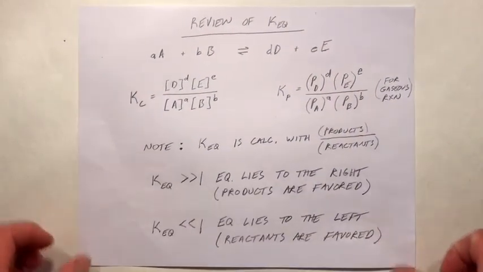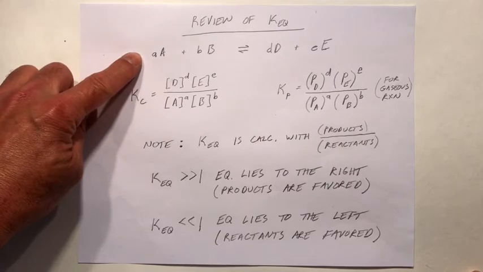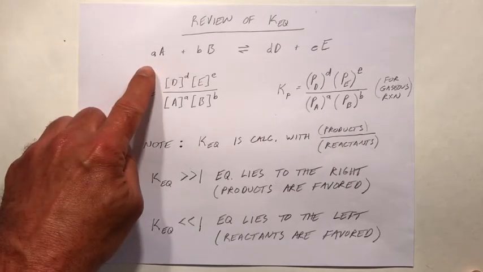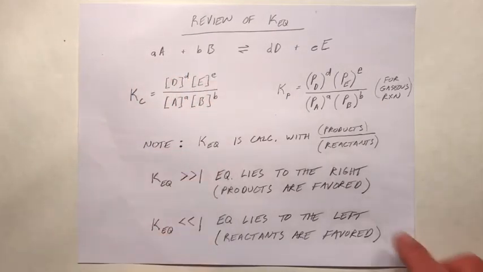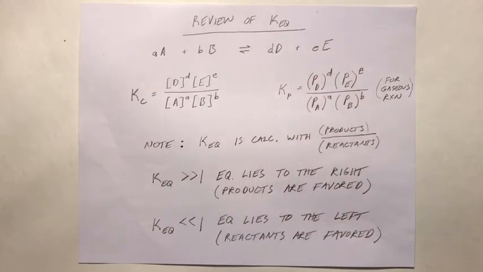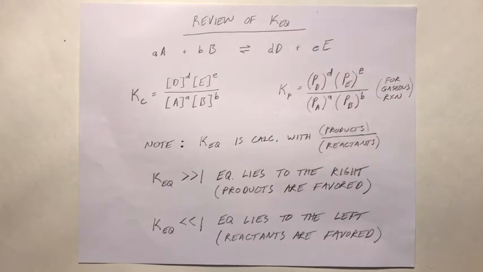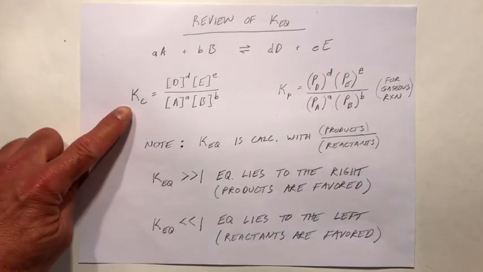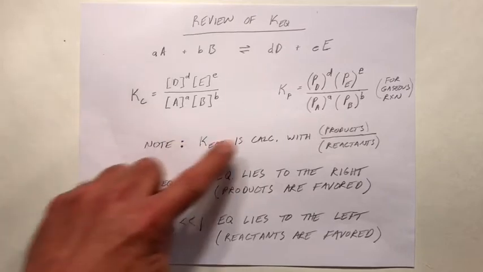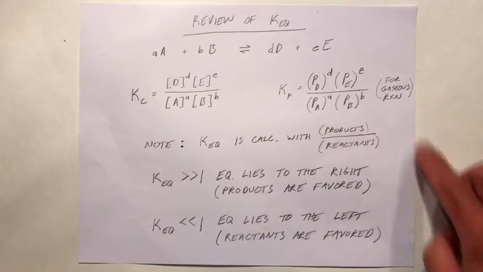Let's talk about chemical equilibrium here. Let's say we have this equilibrium reaction where a moles of A and b moles of B is in equilibrium with d moles of D and e moles of E. We can say that the equilibrium constant, KEQ, can be expressed in terms of concentration or pressure. And we can deal with pressure if we have gaseous reactions.